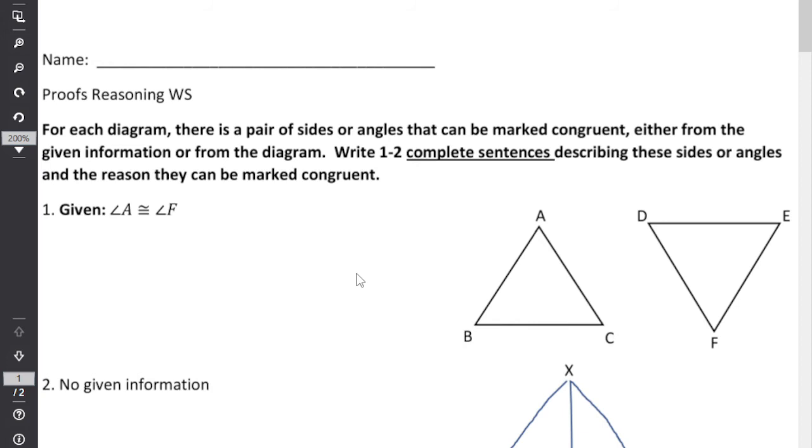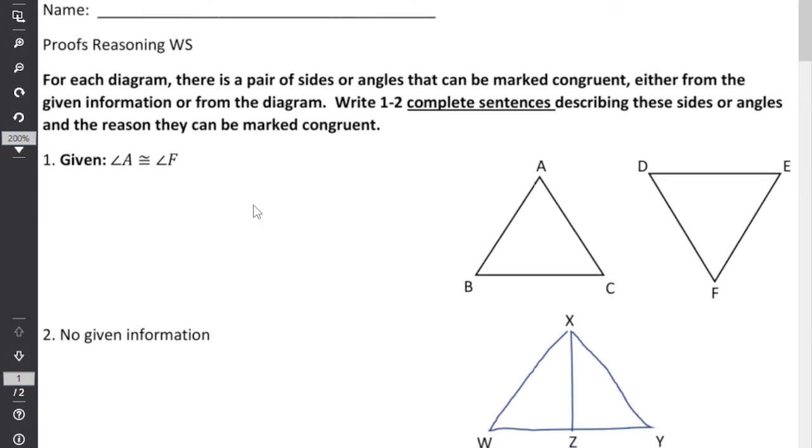Before I throw you full force into doing an entire proof from start to finish, we're going to start by practicing individual steps. So that's what you're going to do on this assignment, is you're going to take little steps at a time here. So for each diagram, there's a pair of sides or angles that can be marked congruent either from the given information or from the diagram. Write 1 to 2 complete sentences describing these sides or angles and the reason they can be marked congruent. So you're going to say what the pair of sides or angles are, and you're going to explain why.